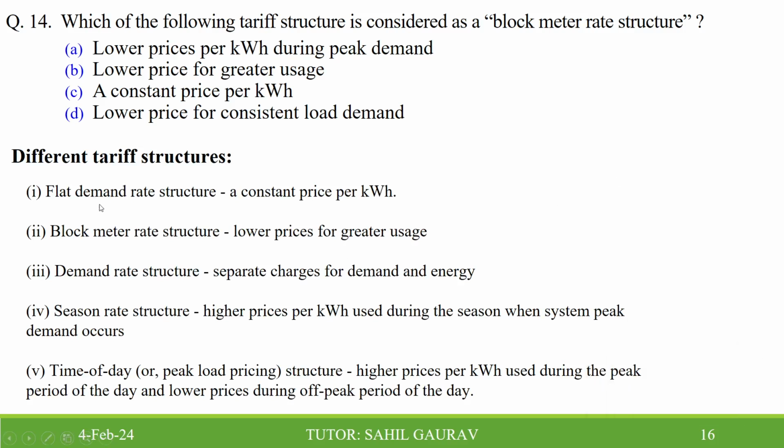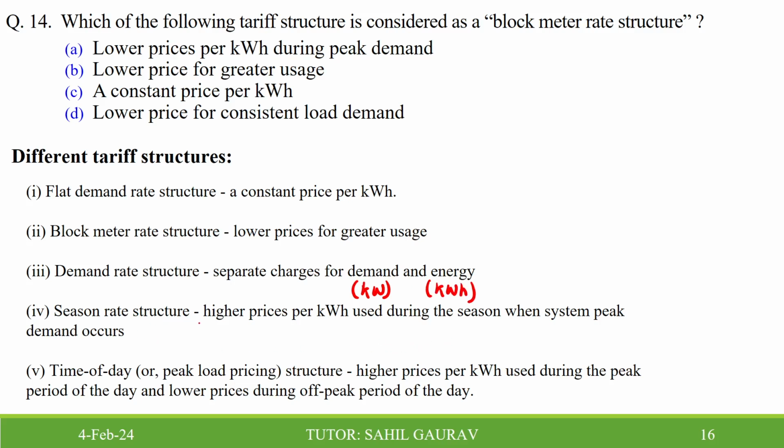So different tariff structures we have studied. The first one is flat demand rate structure, which means a constant price per kilowatt hour. While a block meter rate structure is lower prices for greater usage. And third is demand rate structure, that is separate charges for demand and energy. There are two charges: power is different and energy is different. So separate charges for kilowatt and kilowatt hour.